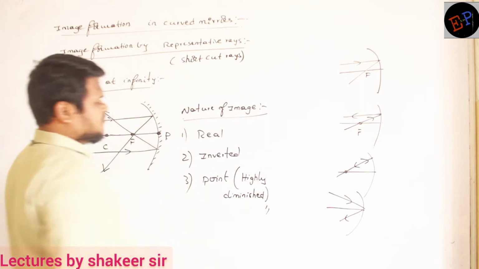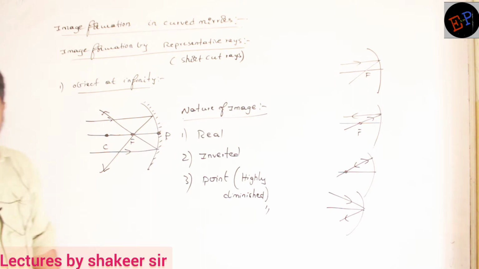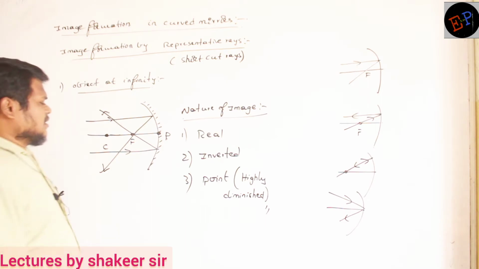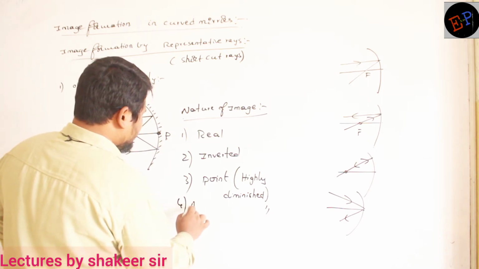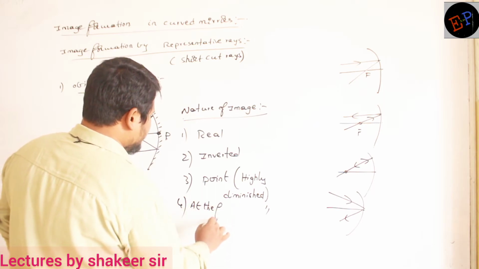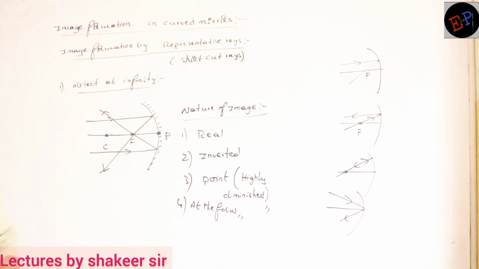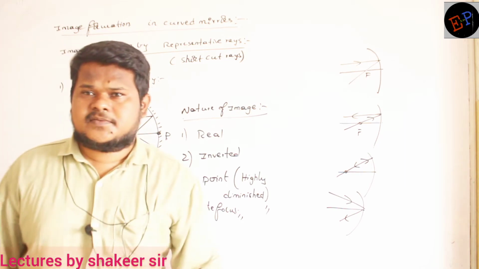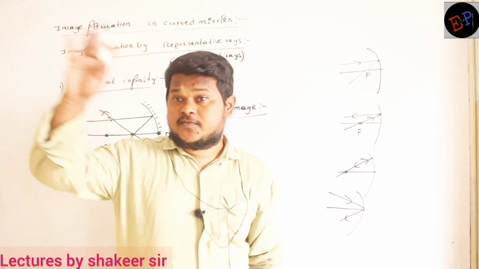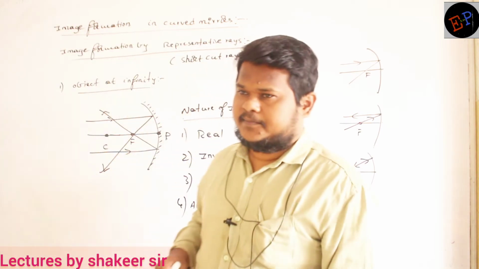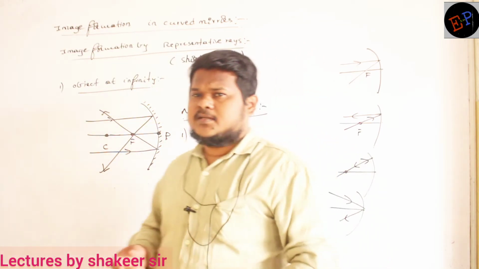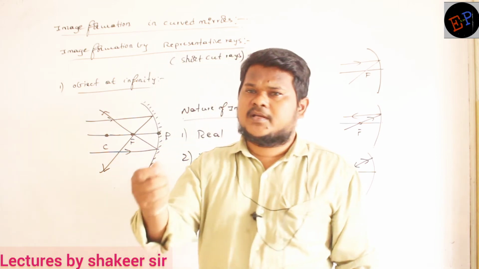Highly diminished image, or you can just call it a point image. Are you able to understand, ma? And one more property, it is formed at the focus. Where is it formed, ma? It is formed at the focus. Okay. So these are the properties of images which are formed when the object is present where? The object is present at infinity.